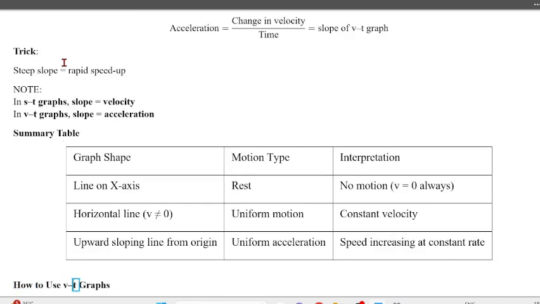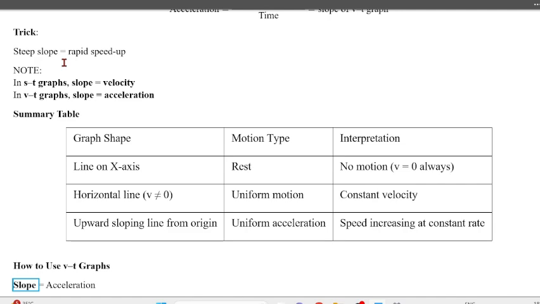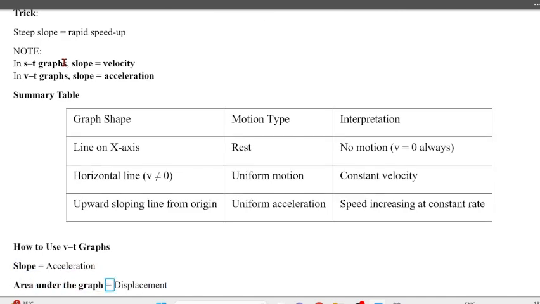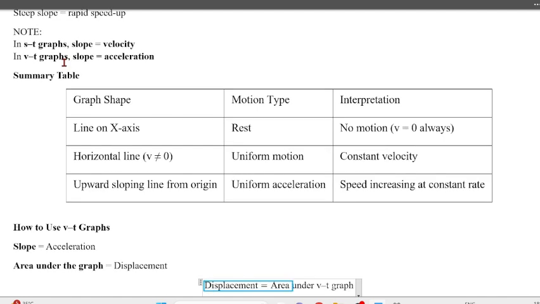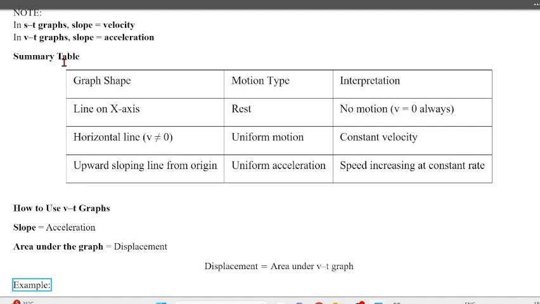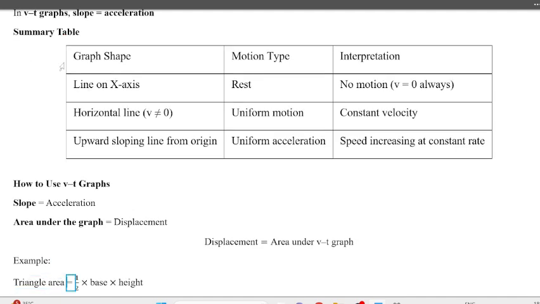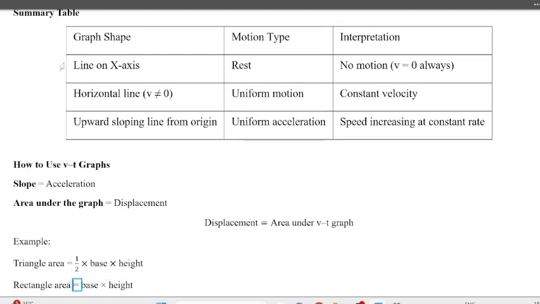How to use V-t graphs. Slope is equal to acceleration. Area under the graph is equal to displacement. Displacement equals area under the V-t graph. Example: triangle area is equal to 1/2 times base times height. Rectangle area is equal to base times height.